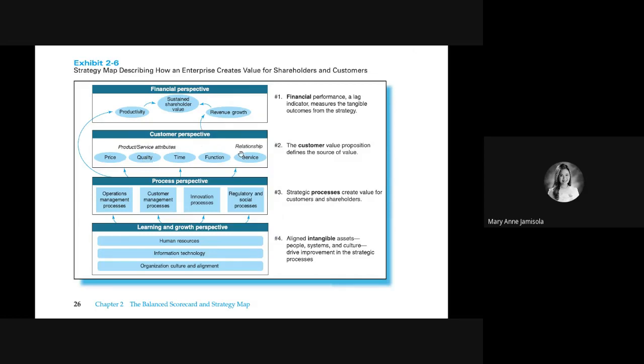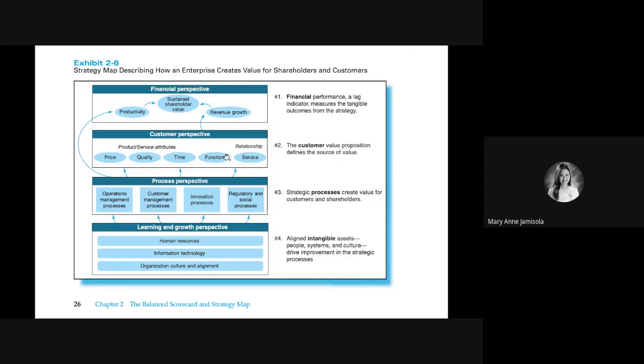So under customer perspective, okay, we have to improve our product or service attributes. So, for example, with respect to the price, we may want to offer lower prices. With respect to quality, we may want to improve the quality of our products and services. With respect to time, function, and service as well. Okay. So, here we look at the customer value proposition. The customer value proposition defines the source of value.